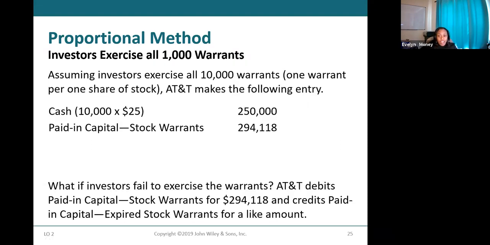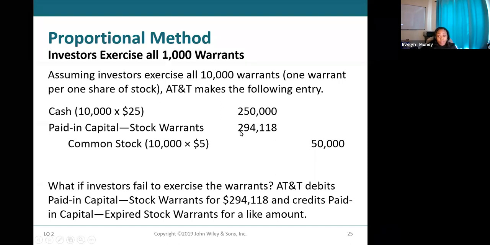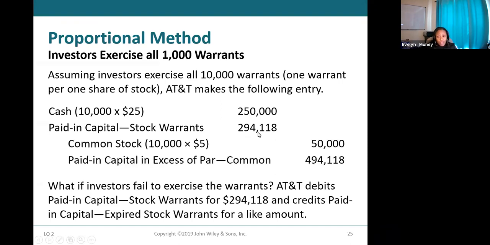Now, let's see the entry for when the warrants are actually exercised. When the warrants are exercised, every warrant typically has some type of exercise price. We recorded the warrants at their fair value of that $294,118.